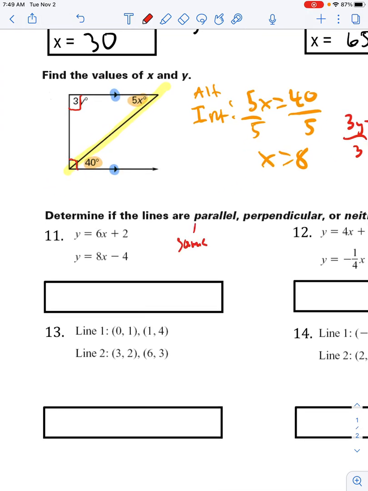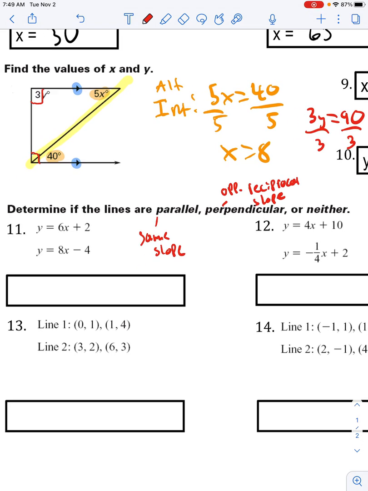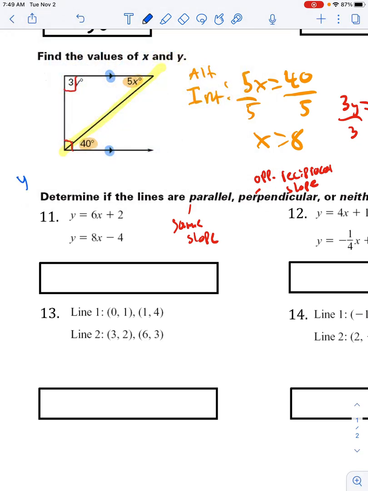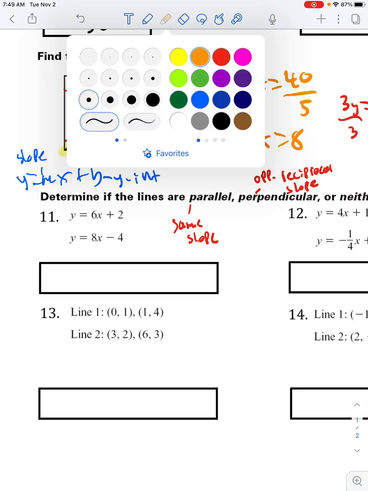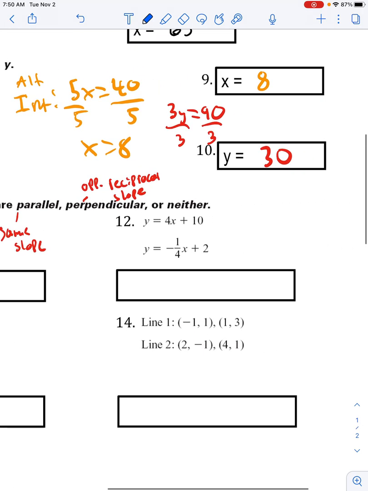Parallel lines have the same slope. Perpendicular lines have opposite reciprocal slopes. So those are what I'm looking for. And if I don't have either of those, I'm going to say neither. This one is real easy because it's in the form y equals mx plus b, where m is my slope and b is my y-intercept. So I identify this has a slope of 6, this has a slope of 6. Those are not the same thing and they are not opposite reciprocals. So I am going to say neither.